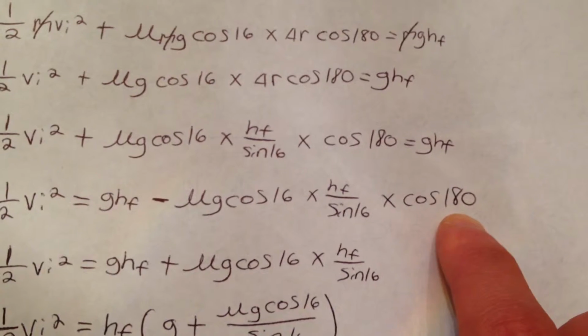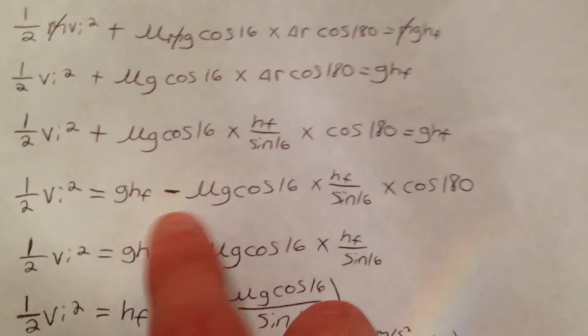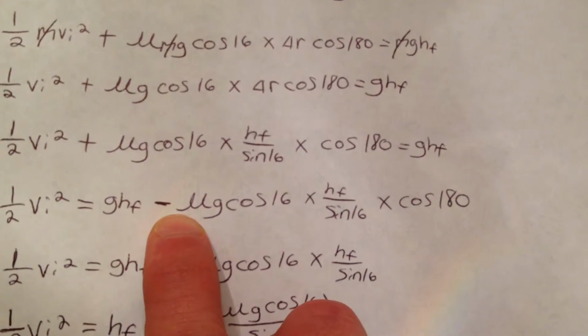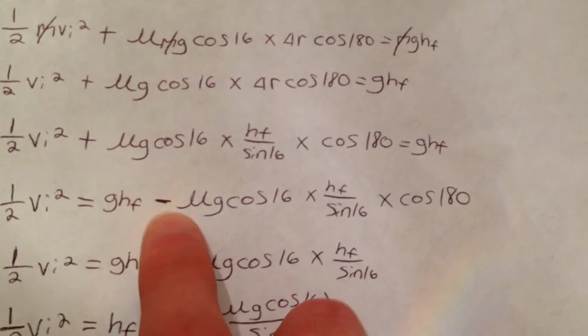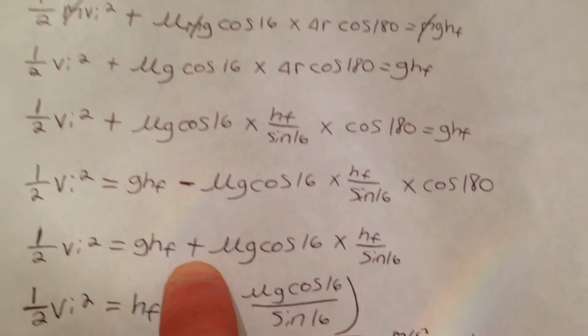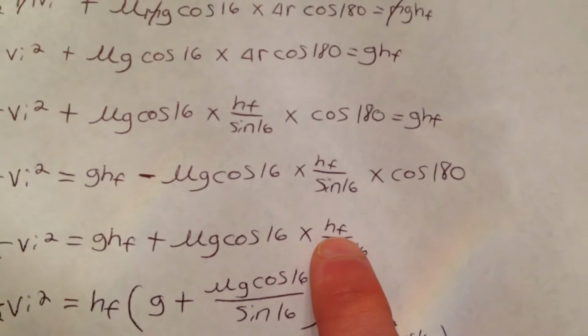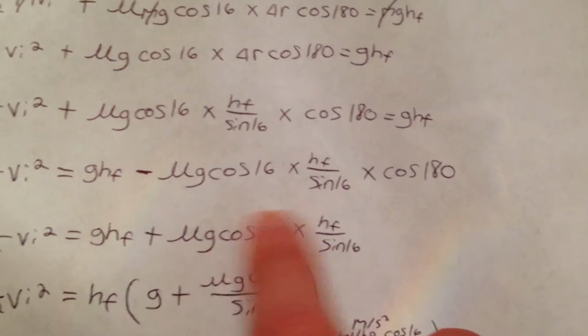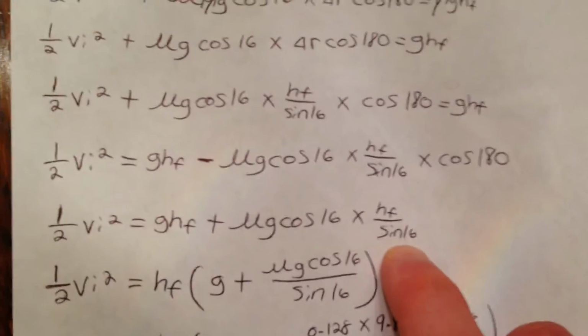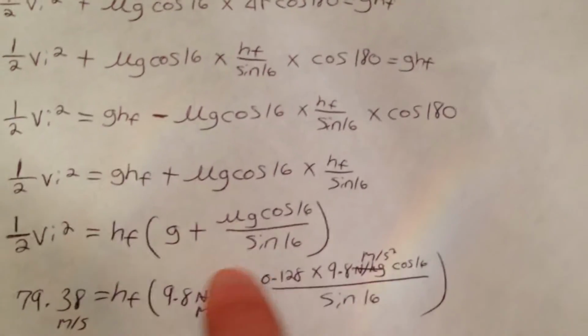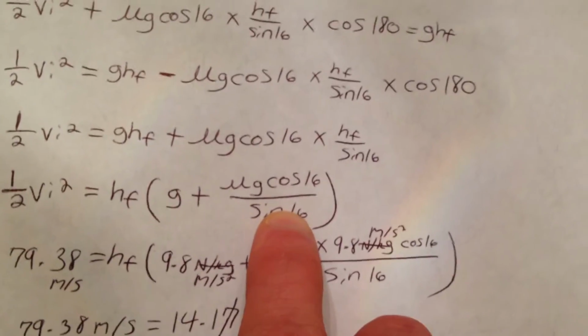The cosine of 180 is -1, but this happens to be a negative, so you just multiply by that -1 and we end up with a positive. Okay, so now we have a positive. Well, now I see where I have an h_f, but also an h_f divided by the sine of 16. So I went ahead and factored out the h_f, and this is how it would now look.